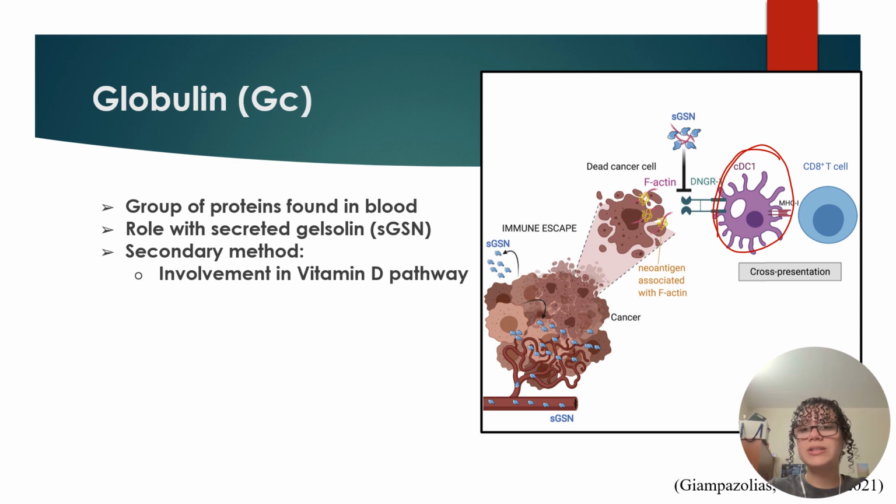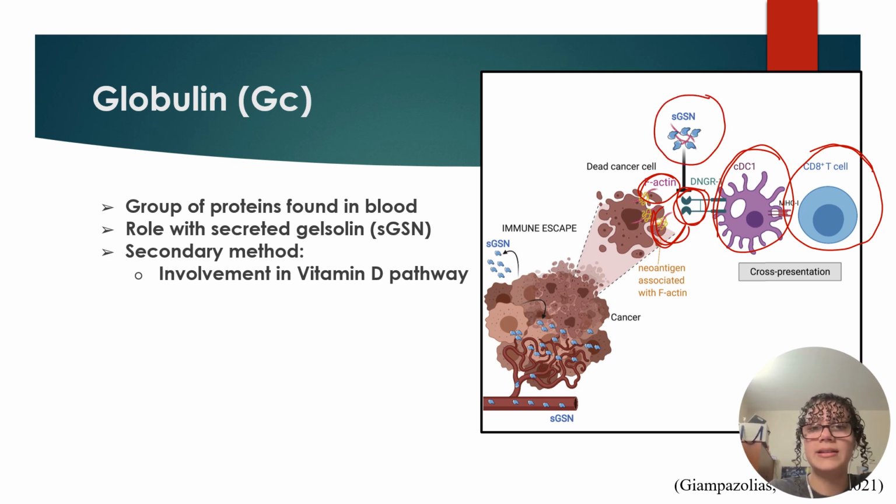CDC1 cells are conventional dendritic cells, which bind to the DNGR1, indicated right here. This allows for the binding of F-actin, which are things released by dead cancer cells. The CDC1 takes this signal here and attaches it to the CD8 receptors on T cells. This allows for the activation of the immune response. The problem here is SGSN, indicated here, takes away the F-actin, preventing this whole thing from occurring.